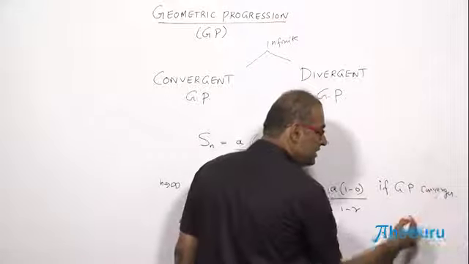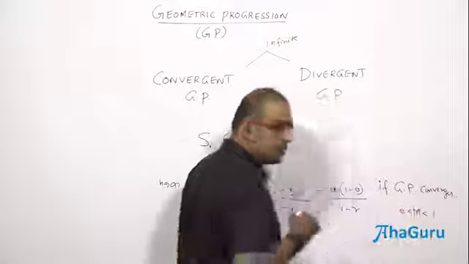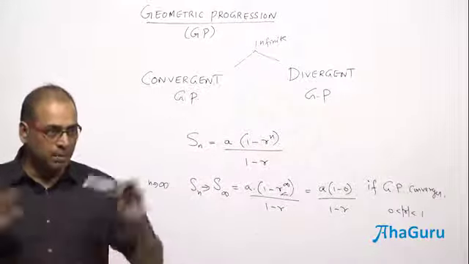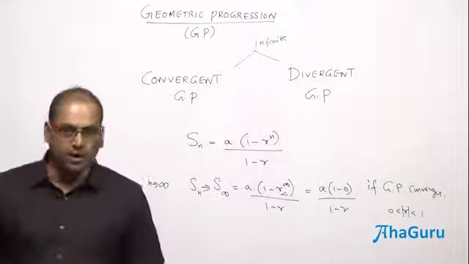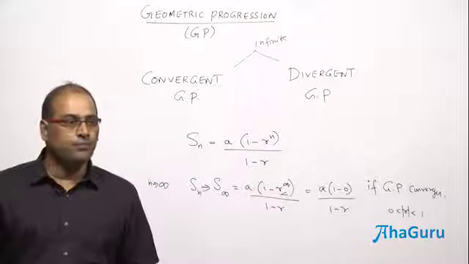This is if the geometric progression converges. Means r is going to be something like, sometimes it can be minus 1 by 3 also. The magnitude of r is between 0 and 1. What happens is it will converge.